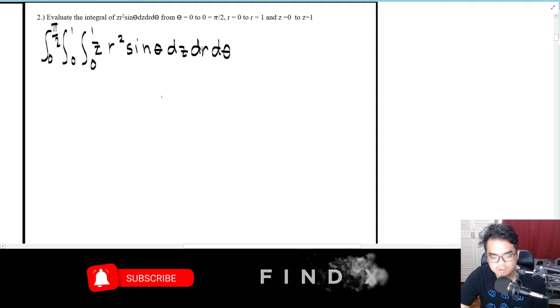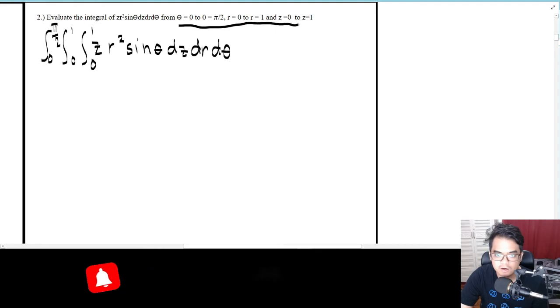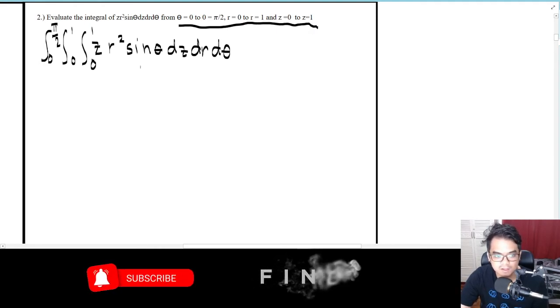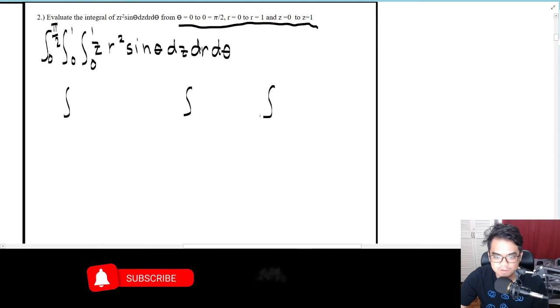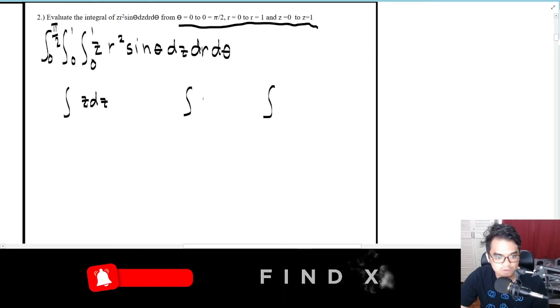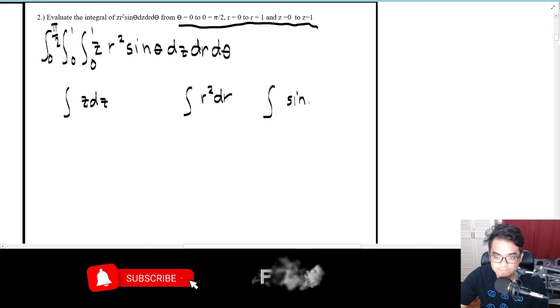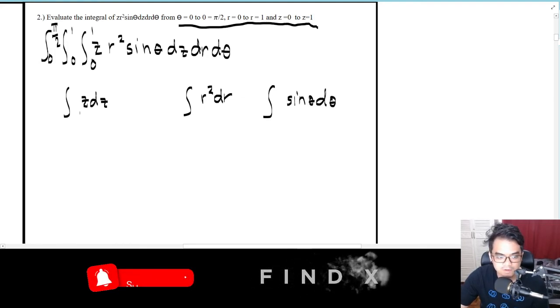This is where the note from earlier will be useful. As you can see, all of the limits are constants. If all the limits are constant and the operation of the function is multiplication, as you can see that z, r squared, and sine theta are multiplied with each other, you can actually separate them. So what will happen here is you'll have three integrals. The first one is z dz, the second one is r squared dr, and the last one is sine theta d theta.